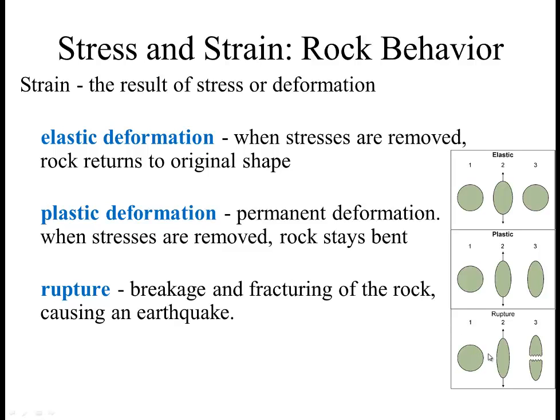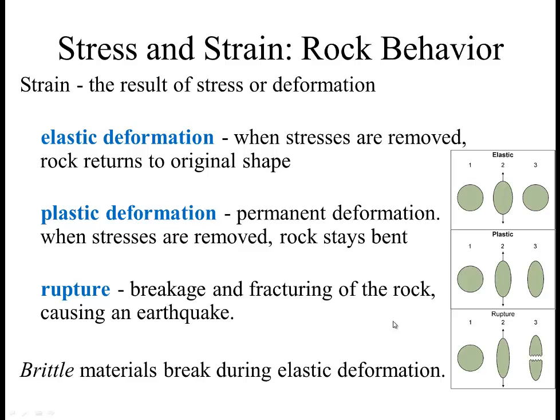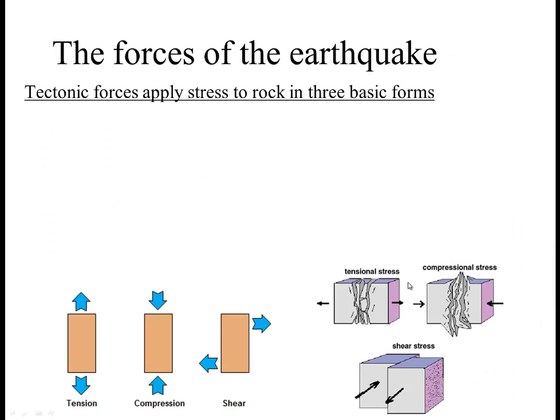Rupture is where we actually put force into the rock, and the rock gets to the point where it breaks. When we release the energy, it's the actual breaking of the rock which is going to cause the earthquake. Brittle materials break during the elastic deformation, so when we have something very strong and very brittle, like peanut brittle, and we put elastic stress on it, it will settle back into its original size and shape, except it'll be broken.